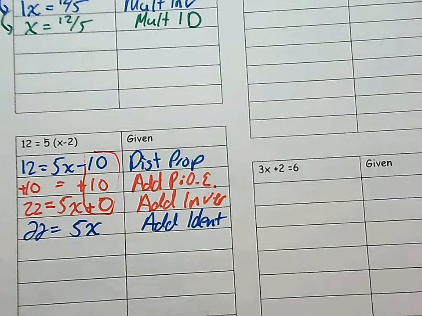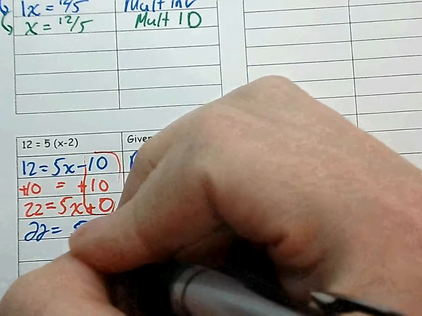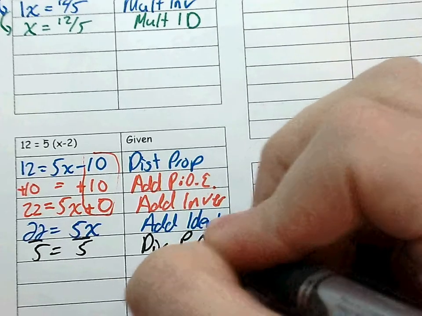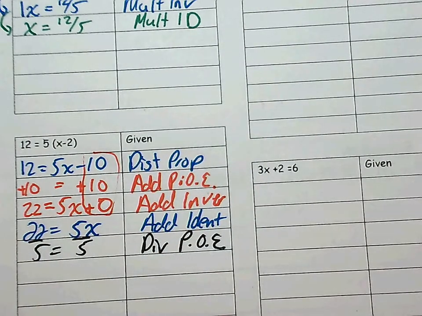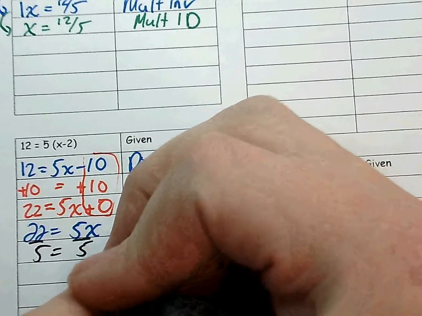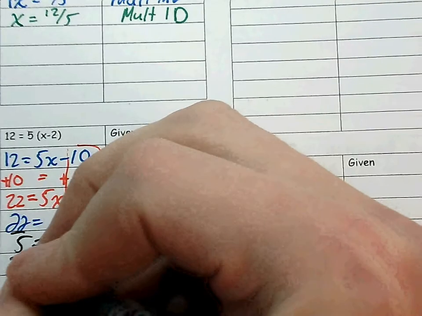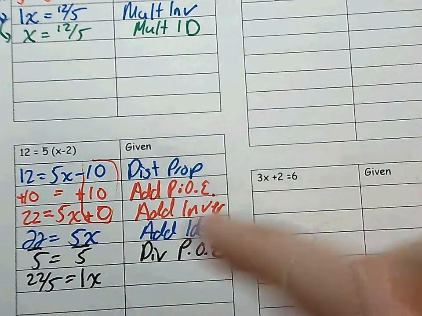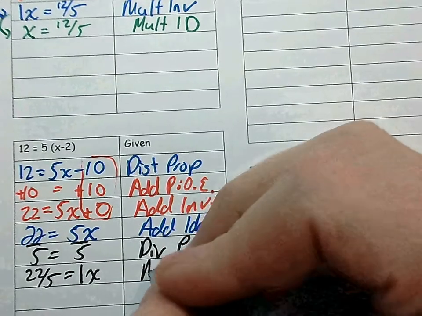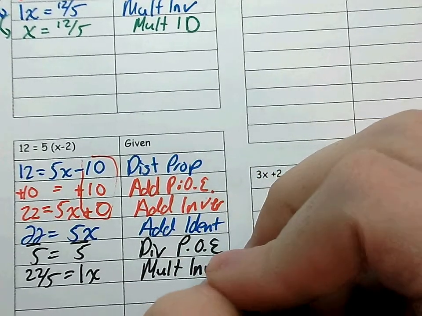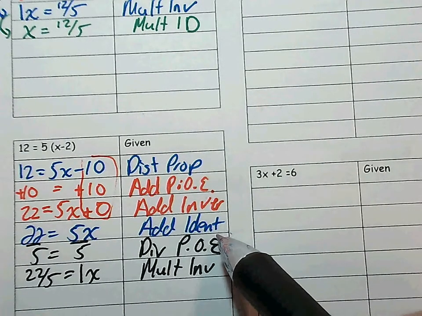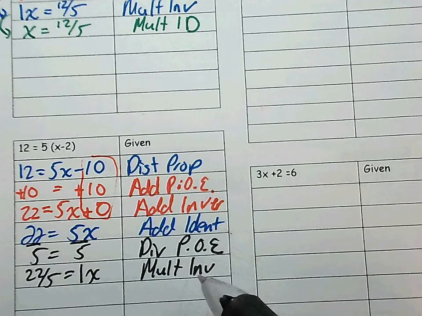So what then would I do? Divide each side by 5. And what lets me do that? The division PO. All right. And that's going to give me 1x equals 22 over 5. What property tells me 5 times 1/5 is 1? Multiplicative inverse. Some people said they kind of see the pattern where inverse always comes right before identity. And it does. All right.